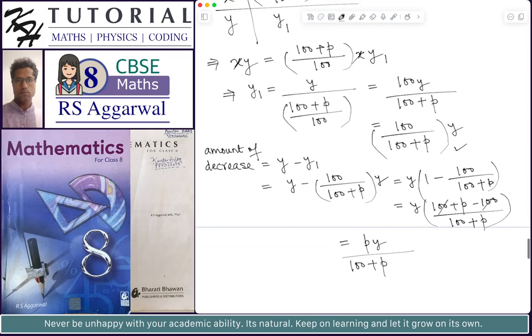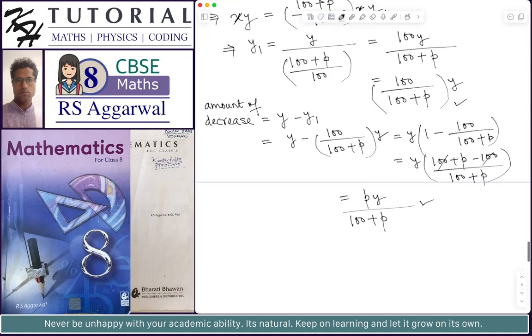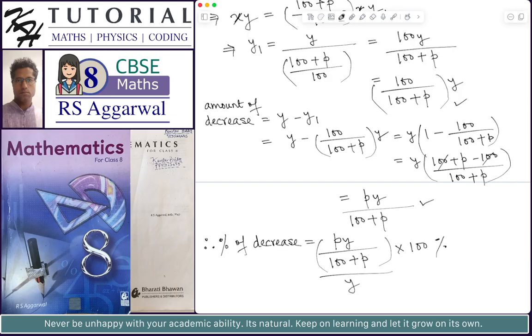That is, y1 is less than y by this much. So now we have to find the percent of decrease. Therefore, percent of decrease is equal to the decrease amount, which was p y by 100 plus p, and this decrease amount is based on y. So divided by y multiplied by 100, this much percentage.